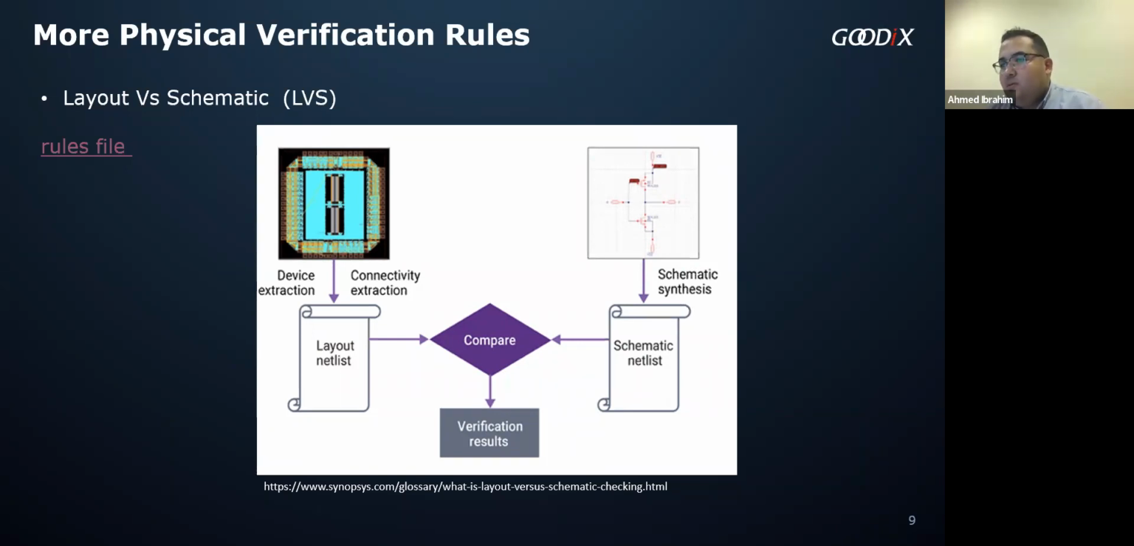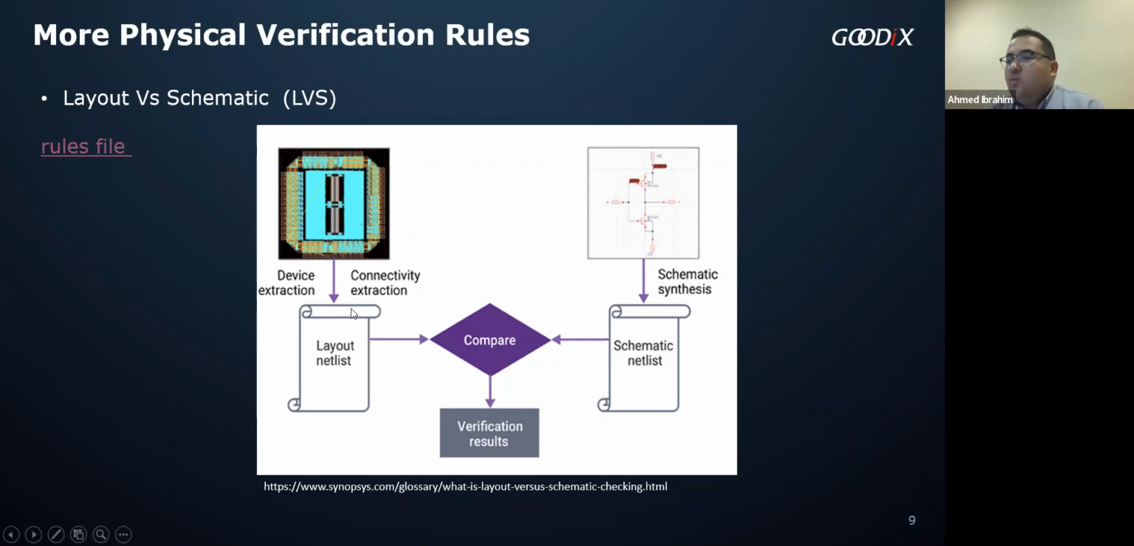So LVS flow for non-users or non-experts feels like it is something complex or tricky, but actually it's very simple. What happens by the tool is it works separately on the layout and the schematic. First, on the layout, it has certain configuration which is in the rule files to extract the devices. So it has rules, for example, a transistor. If you find an active area intersecting with a poly, then this will be a transistor.